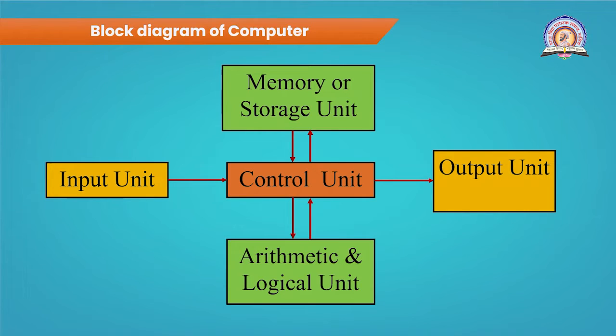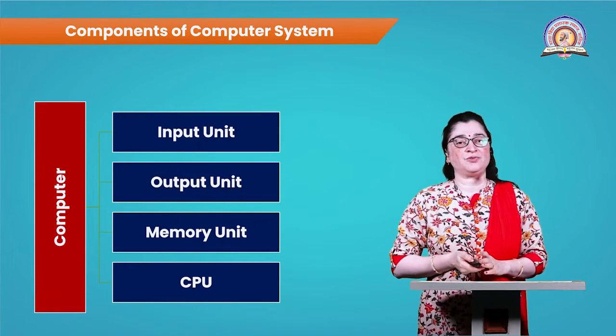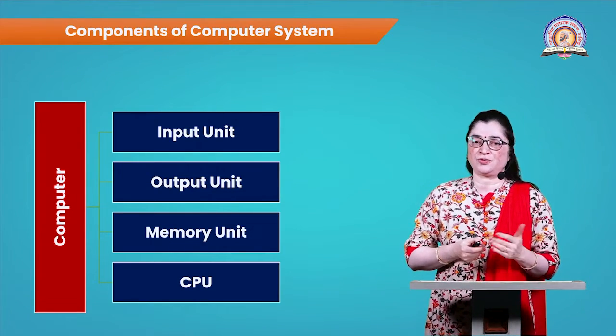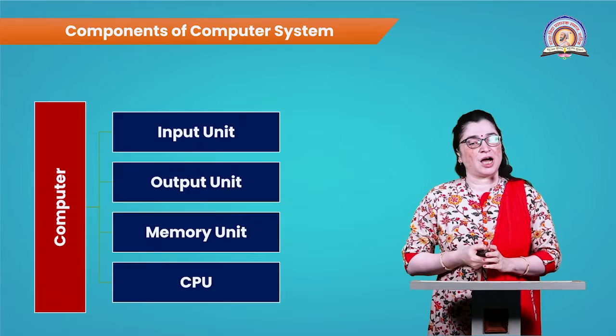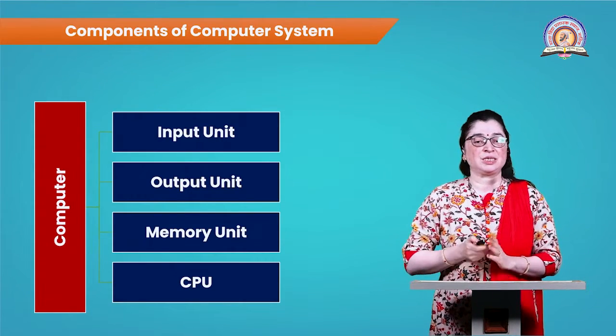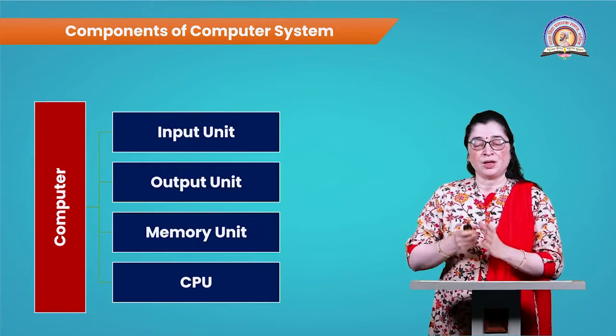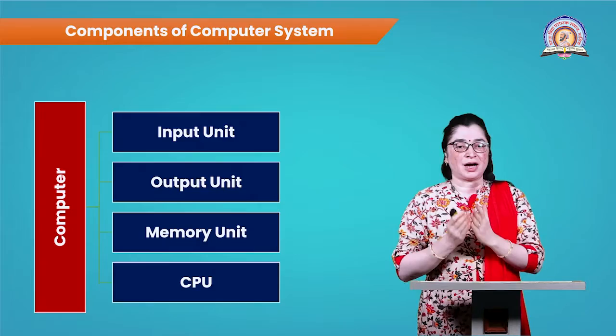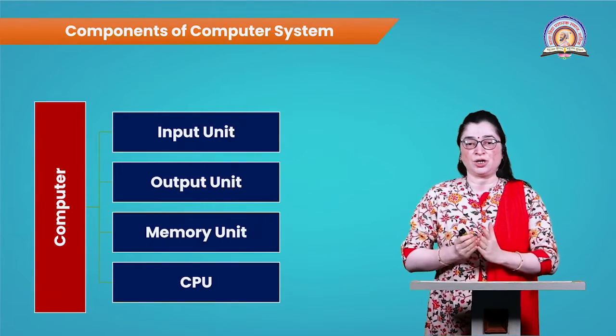Now we'll see the function of each device. What are the functions or features of the input unit, output unit, or control unit. So these are the various components of a computer system: the input unit, or we can say input device, output device, memory unit, and the CPU, that is, the central processing unit. The central processing unit comprises the memory unit, arithmetic logic unit, and control unit.